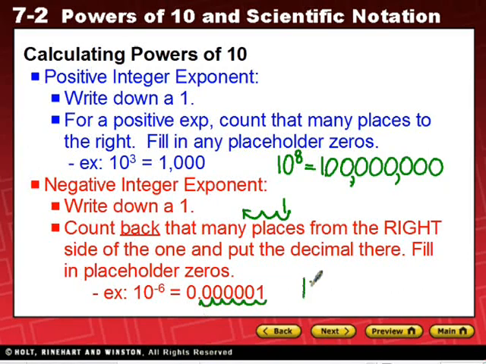Let's write down one more example for your notes. How about 10 to the negative 4th? So we start with a 1. We go back 4 places. 1, 2, 3, 4. So some of you might be catching on that it's 1 less 0 than the exponent number is.